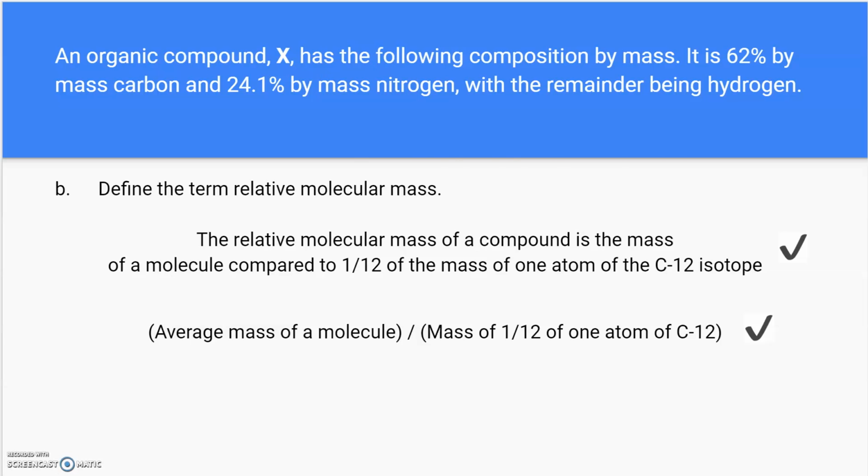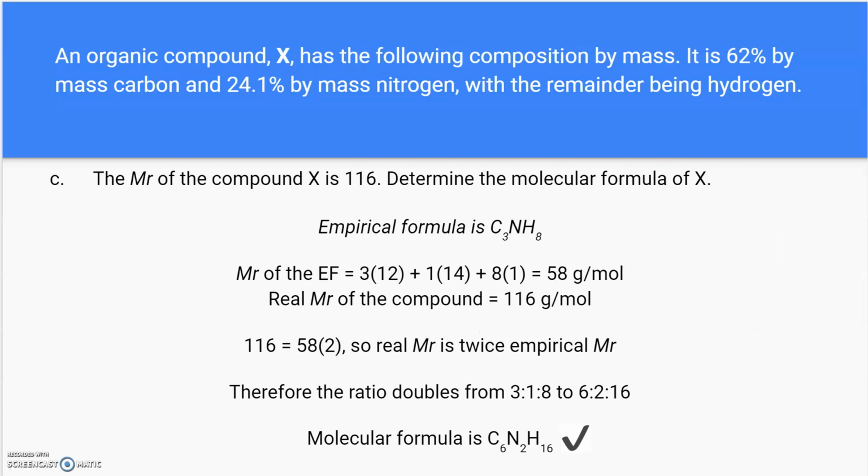You could state it both as a sentence or as a mathematical formula and they're both correct; they'll give you points for them. Now part C says that if the molecular mass of the compound is 116, we must determine the molecular formula of X. Remember that the empirical formula has the lowest number ratio of elements in the compound, and the molecular formula is the actual number of atoms of each element in that compound.